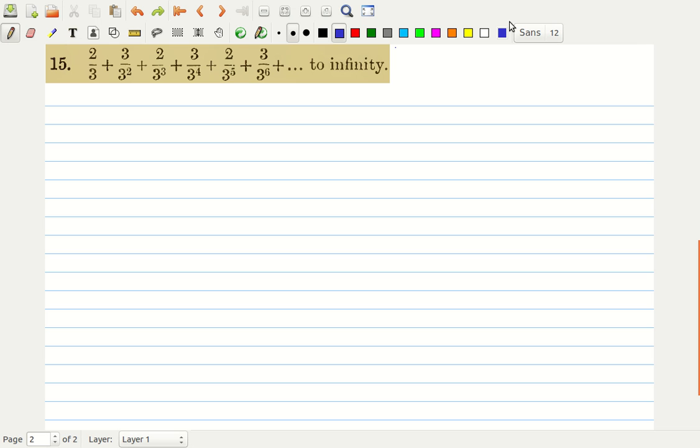Problem number 15 is very similar to problem number 14. Again, we can see that the series is 2/3 + 3/3² + 2/3³ + 3/3⁴ + 2/3⁵ + 3/3⁶. So what is the next term going to be?